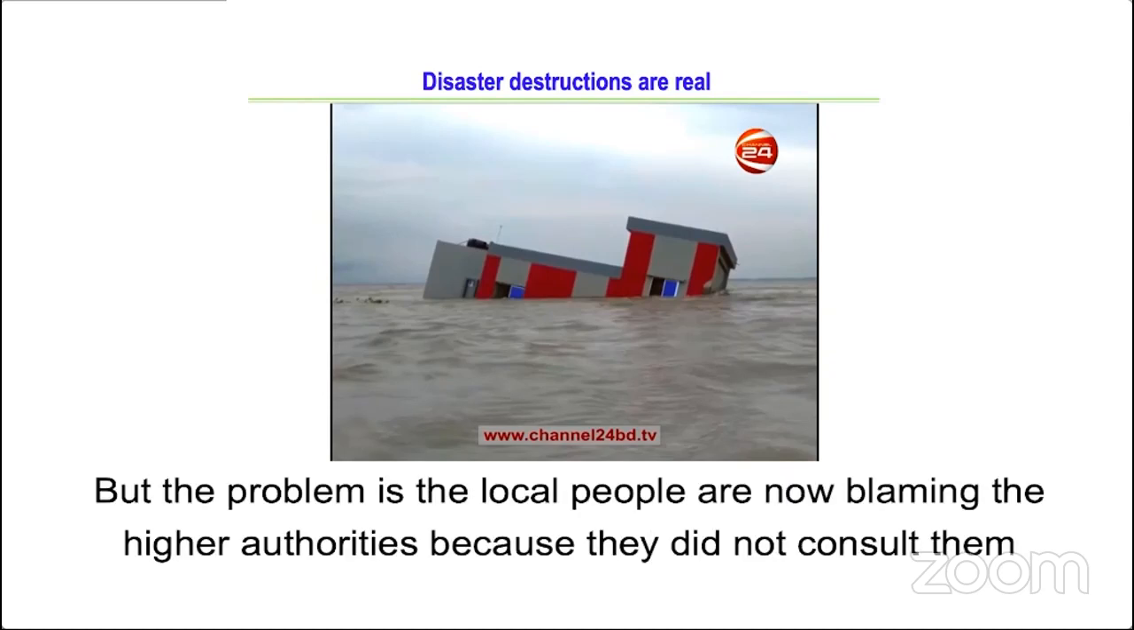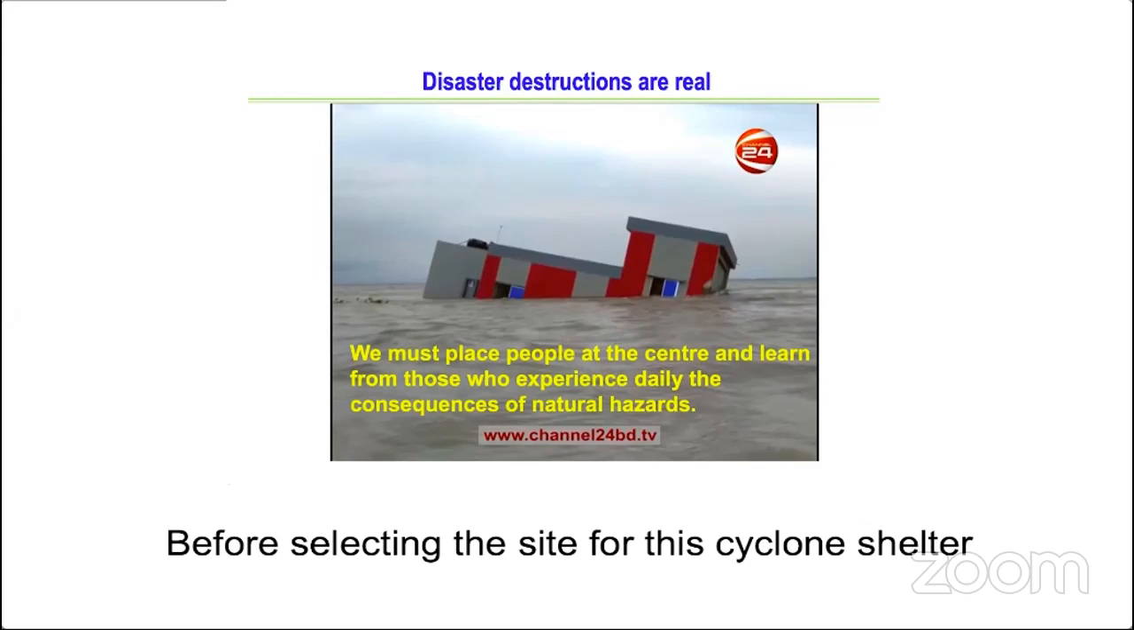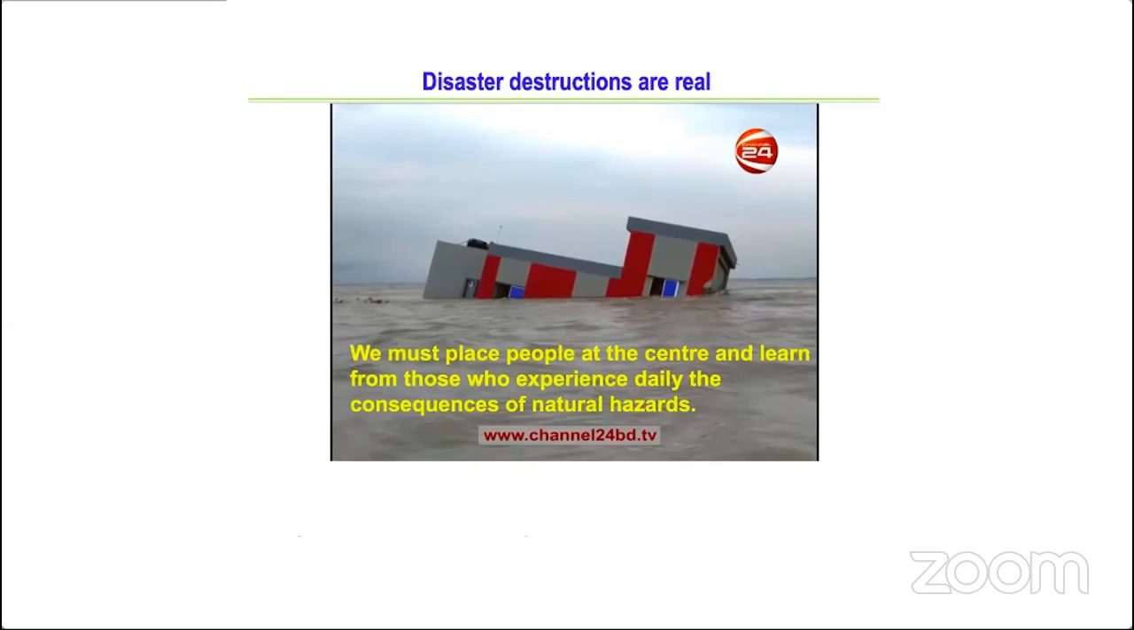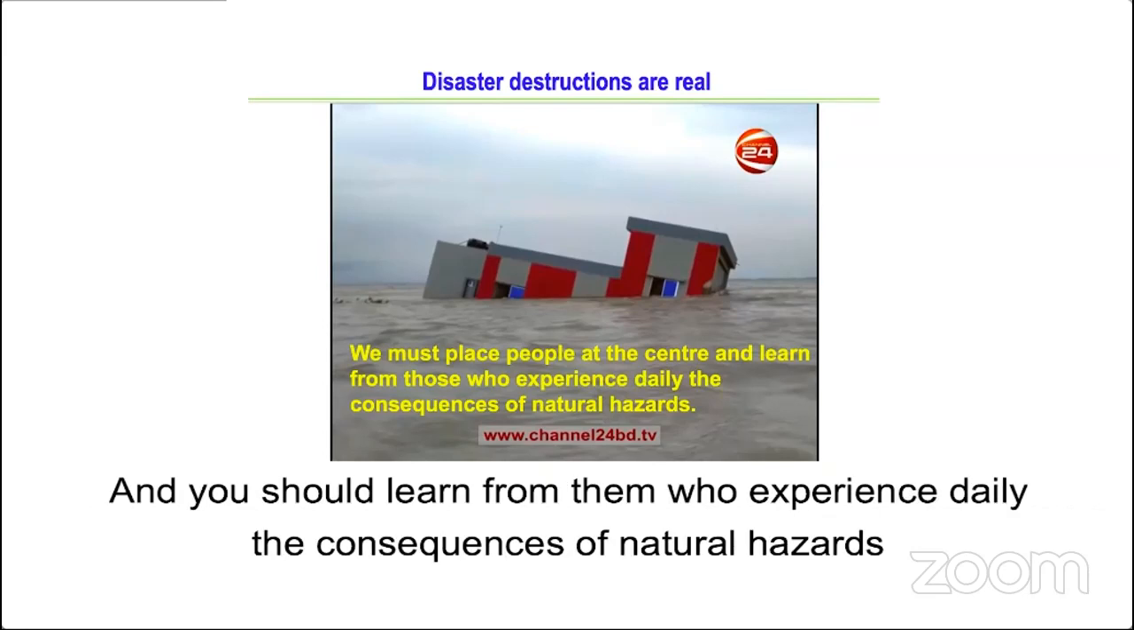But the problem is, the local people are now blaming the higher authorities because they did not consult them before selecting the site for the cyclone shelter. That's why I always say, yes, it is good to have a hazard map, but you must place people at the center and you should learn from those who experience the consequences of natural hazards daily.